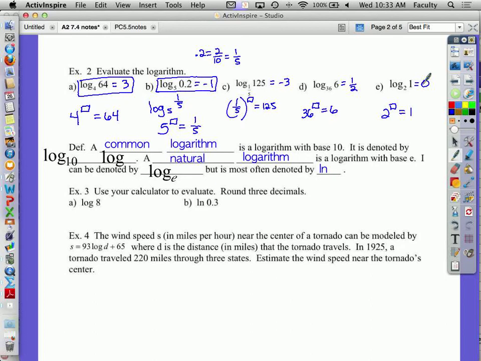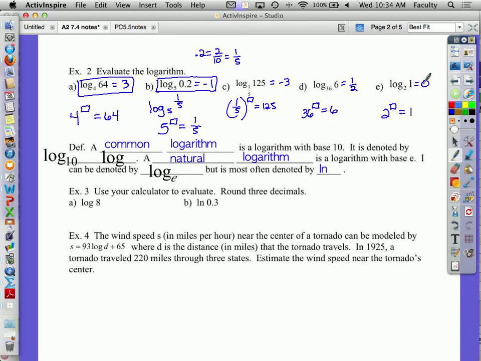All right, we have another group of definitions here. A common logarithm is a logarithm with base 10. So you'll either see a log base 10 or you'll see the log with nothing. If you see a log with no base, it is assumed base 10. Okay? A natural logarithm is a logarithm with base e. It can be denoted by log base e, but is most often denoted ln.